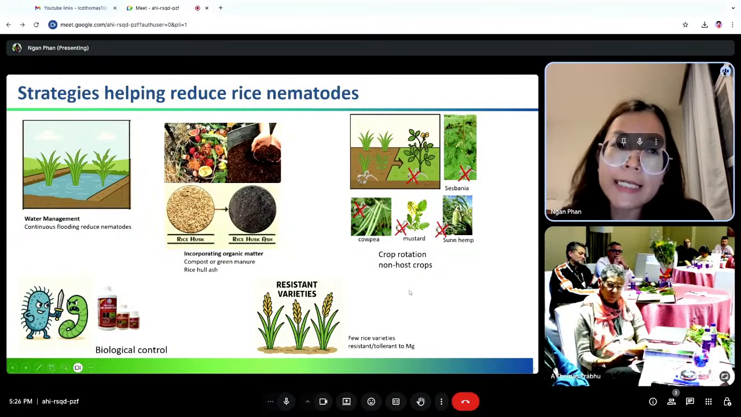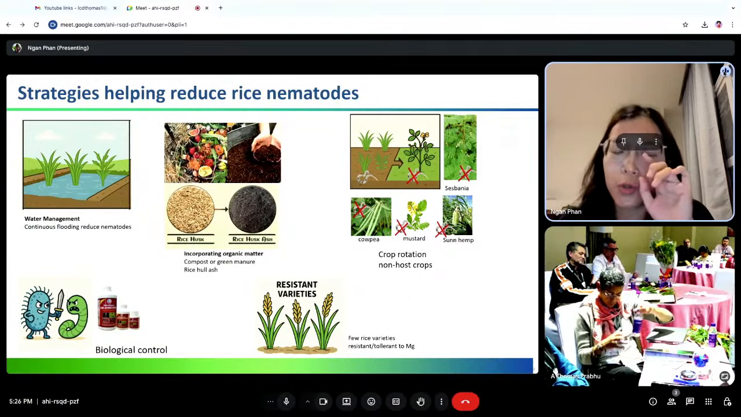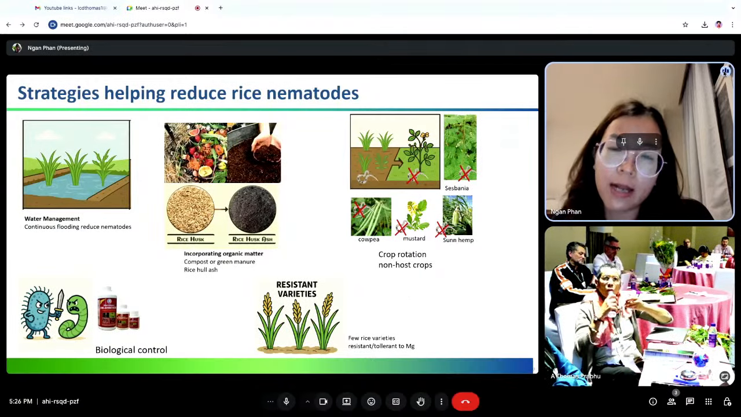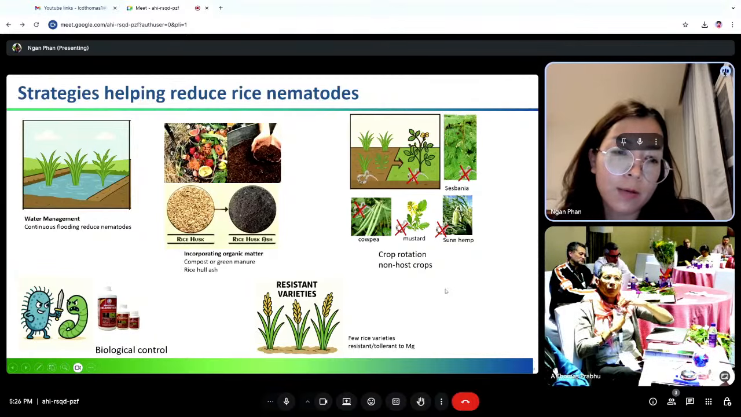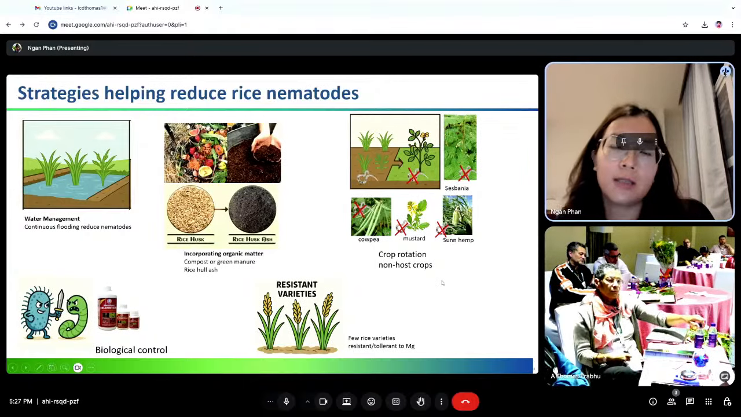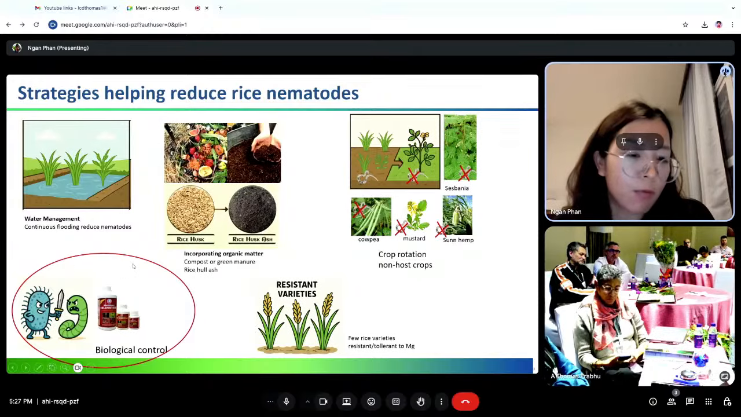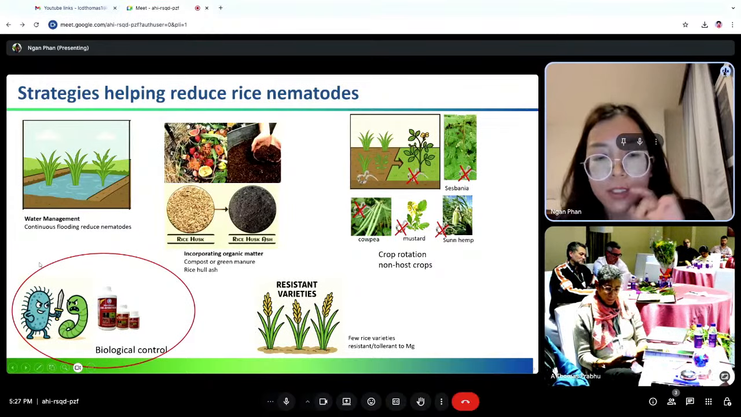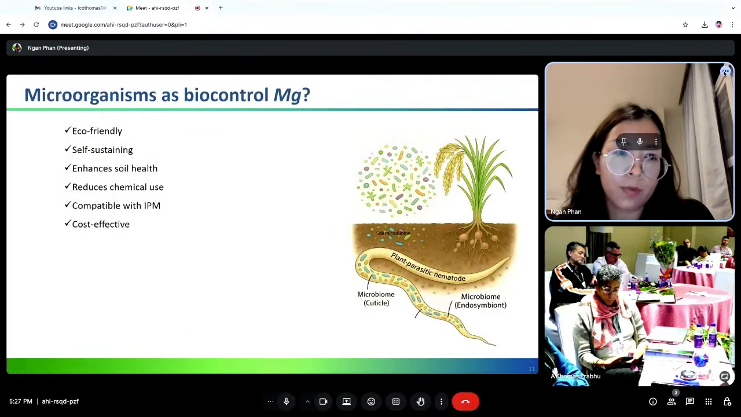However, no strategy alone can be efficient to control this rice nematode. There should be an integrated pest management for control of this rice nematode. And in our team, we focus on the biological control of this rice nematode.